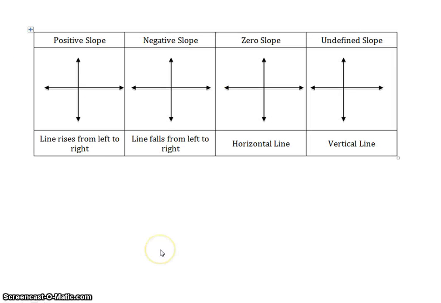Now when we look at slope of a line, we can identify a positive slope as a line that rises from the left to the right. So this would be an example of a positive slope. A negative slope falls from the left to the right. So this line would have a negative slope. A zero slope would be a horizontal line. This line has a slope of 0.